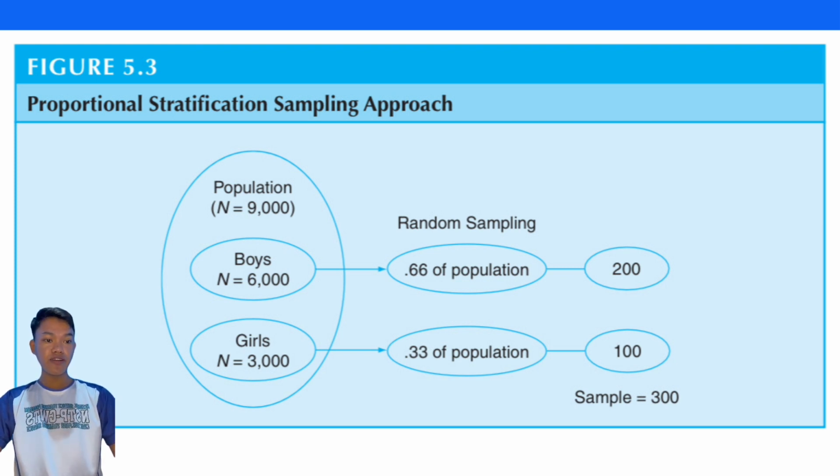In the given example, we have 9,000 as the total population, composed of 6,000 boys and 3,000 girls. To get the random sample of each group, 6,000 divided by 9,000 gives 0.66 of the population, and 3,000 divided by 9,000 gives 0.33 of the population. So the 0.66 share is 200, and the 0.33 share is 100. That follows the researcher's choice, which is to get a sample of 3,000 respondents for their research.